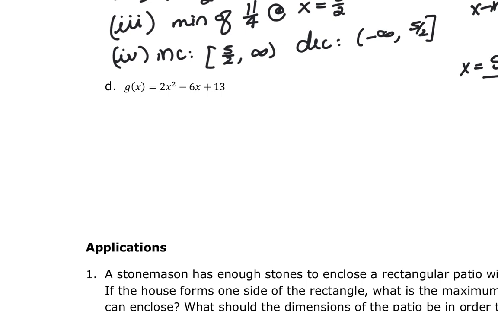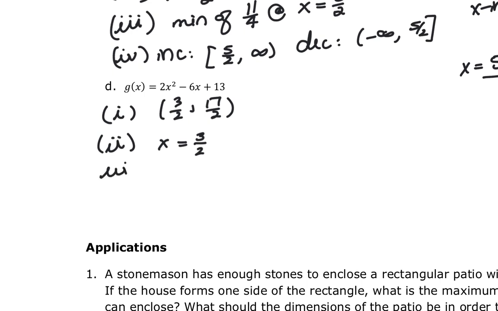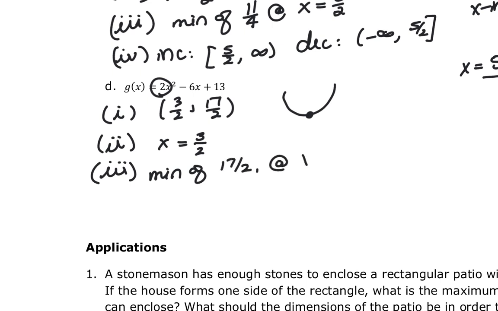So we take a look at D here, my vertex. The first part, my vertex is the ordered pair (3/2, 17/2). My axis of symmetry is x is equal to the h part, which is 3/2. My max or min, since I know my leading coefficient is positive, it is also going to be opening up. So I'm going to have a min of my k part, which is 17 over 2, at the h part, x is equal to 3 over 2.